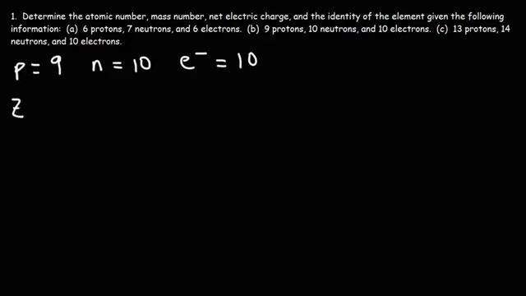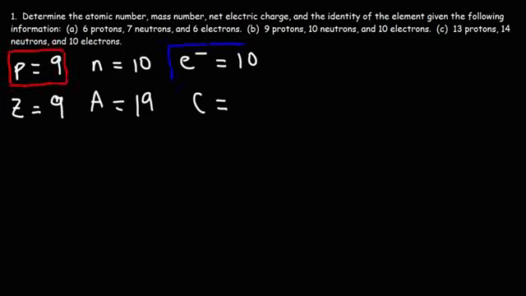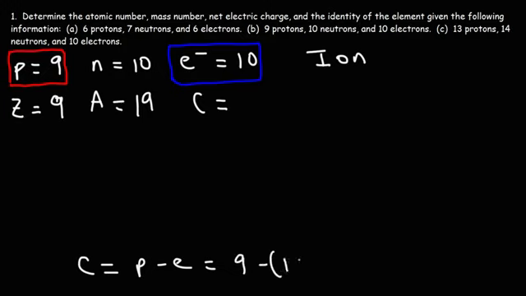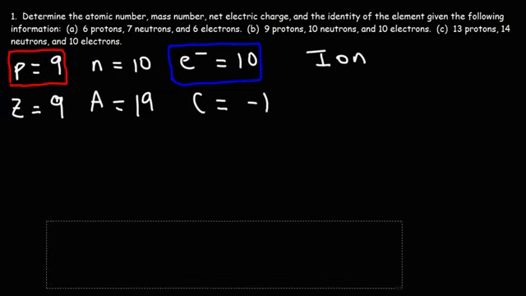So the atomic number is the same as the number of protons. It's 9. The mass number is going to be the sum of the protons and the neutrons. 9 plus 10 is 19. Now the charge, this is not going to be 0 because notice that the number of protons and electrons are not the same. They're different. So because they're different, we no longer have an atom, we have an ion. The charge is going to be the protons minus the electrons, so that's 9 minus 10, which is -1. So we have an ion with a -1 charge.